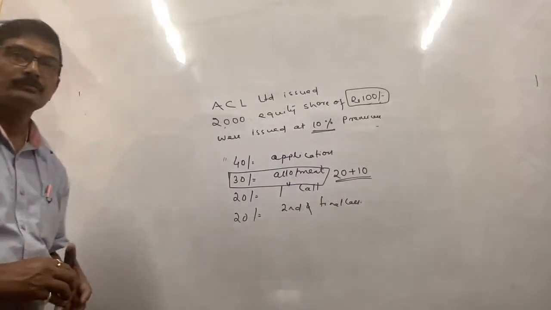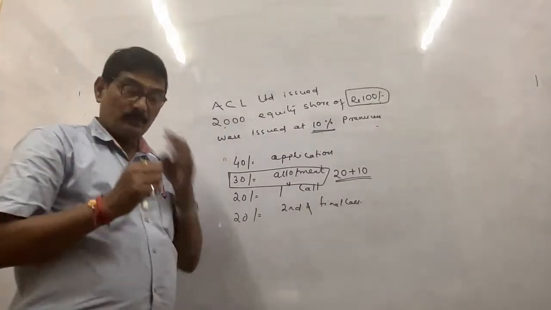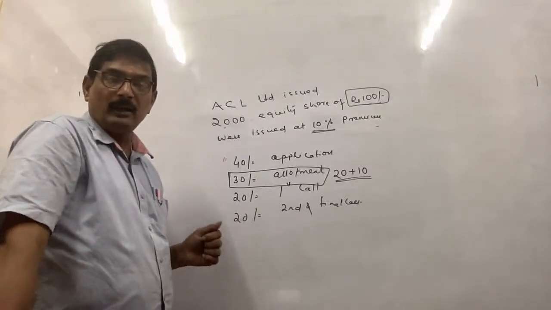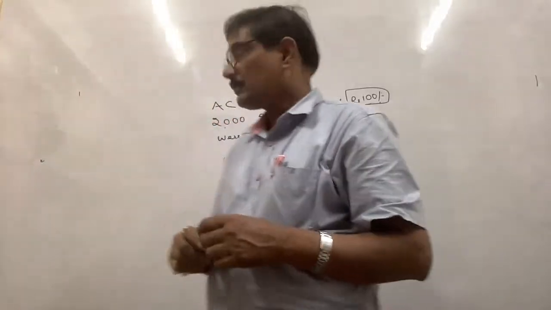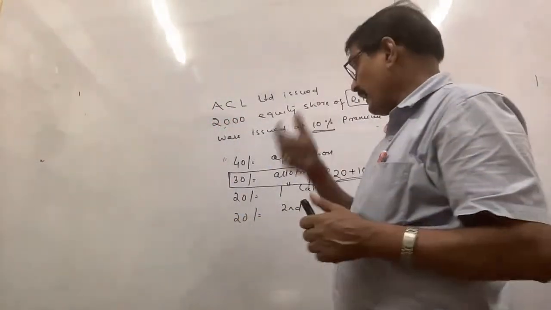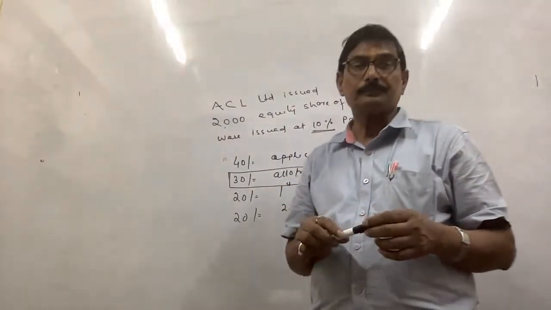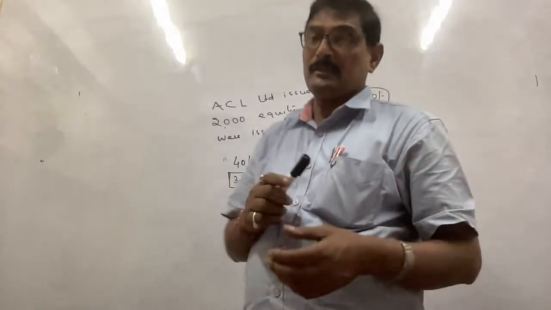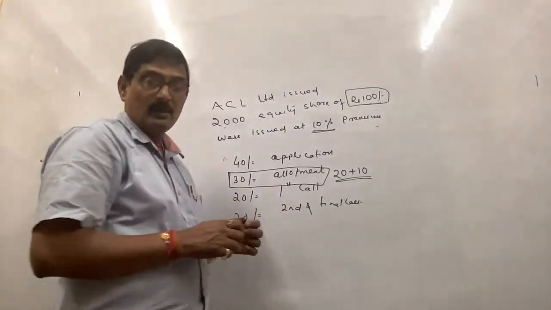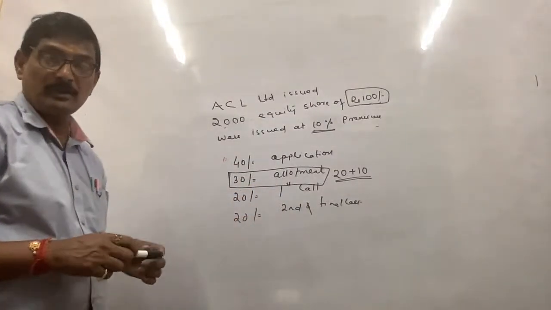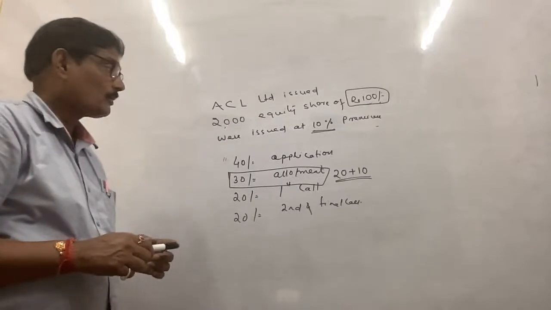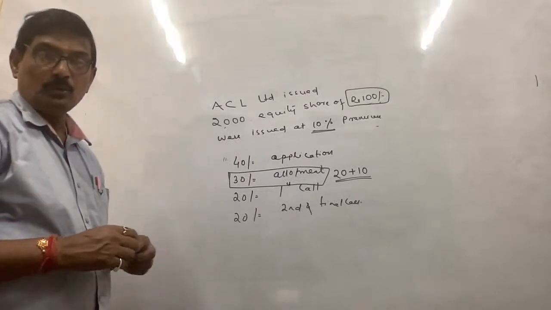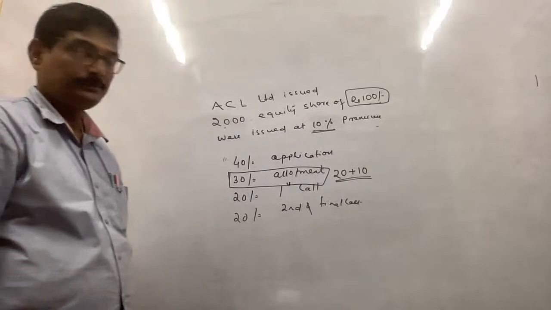Next, for allotment due, the entry will be share allotment account debited, 2000 into 30. Don't write it that way. You just write 2030, that is 60,000 rupees. To share capital, 2000 into 20, that is 40,000. To securities premium, 2000 into 10, that is 20,000.